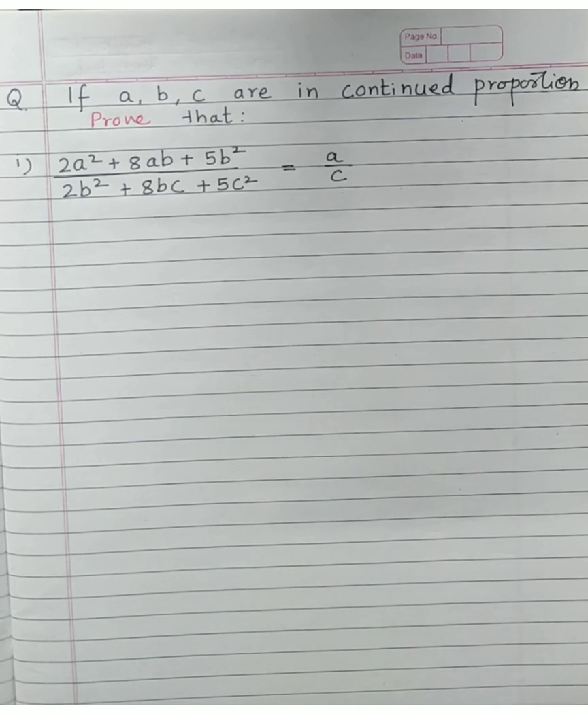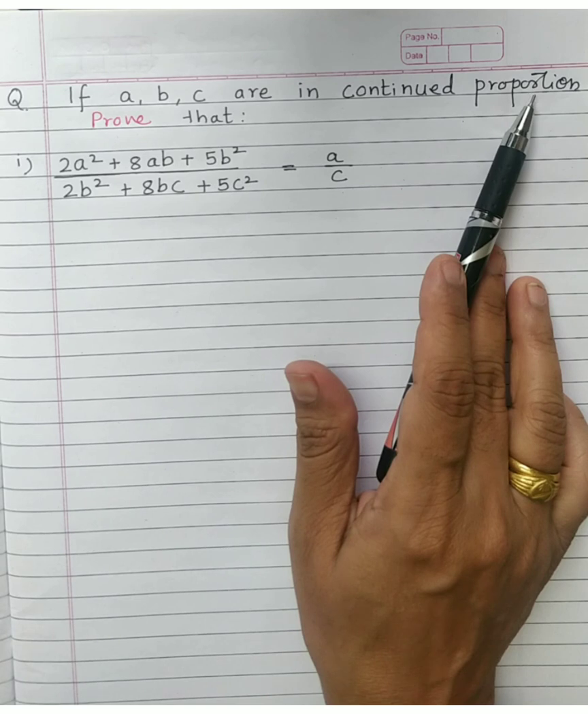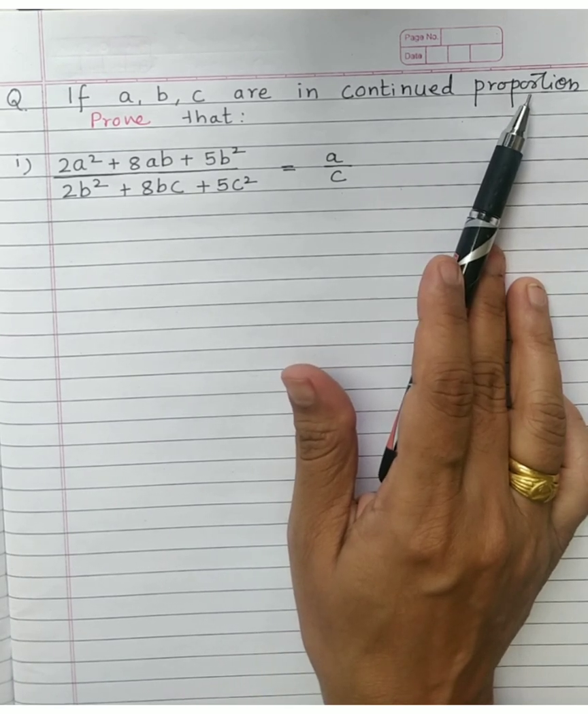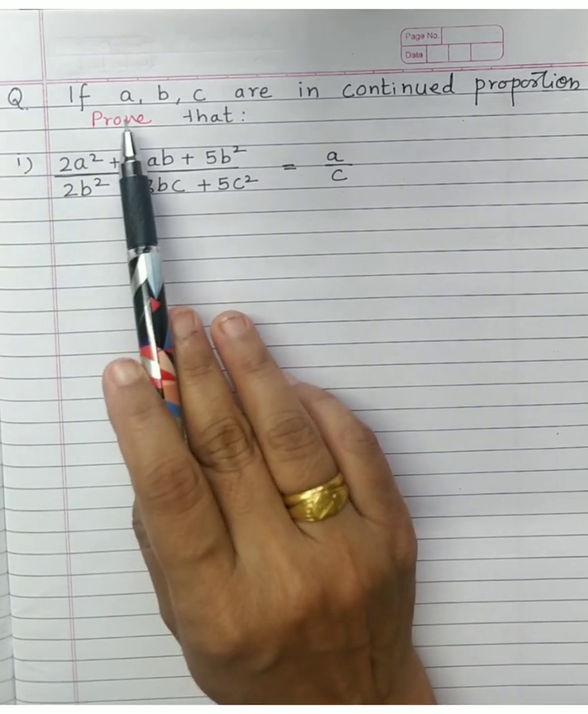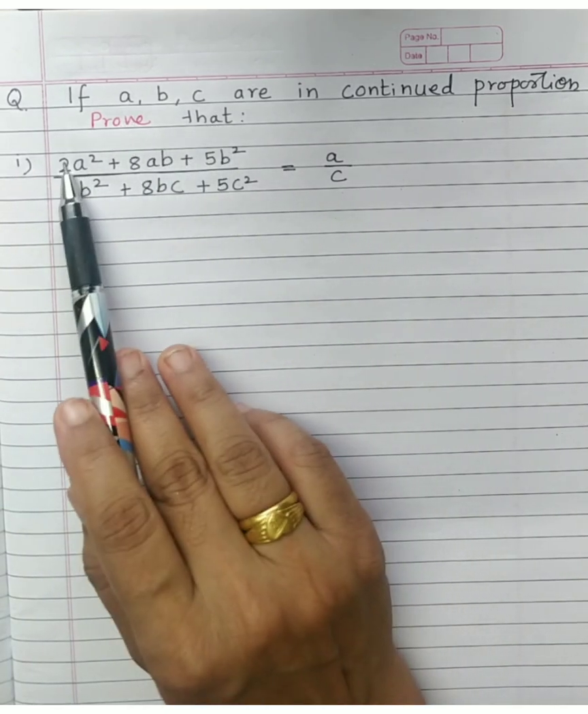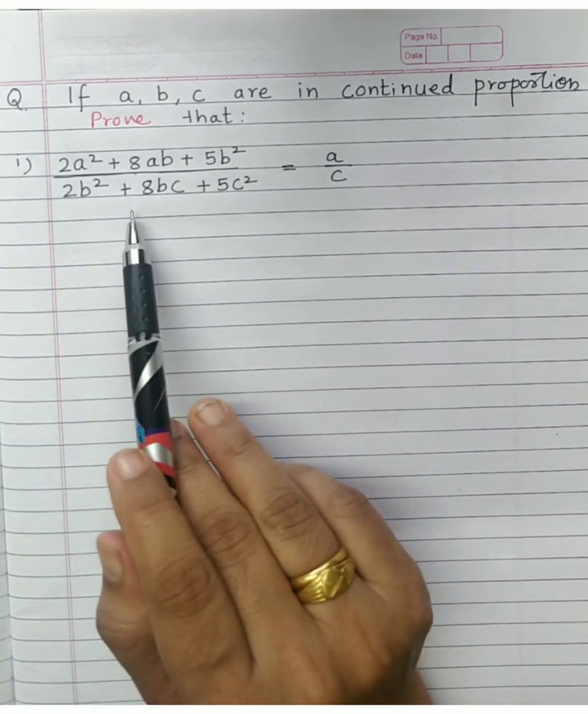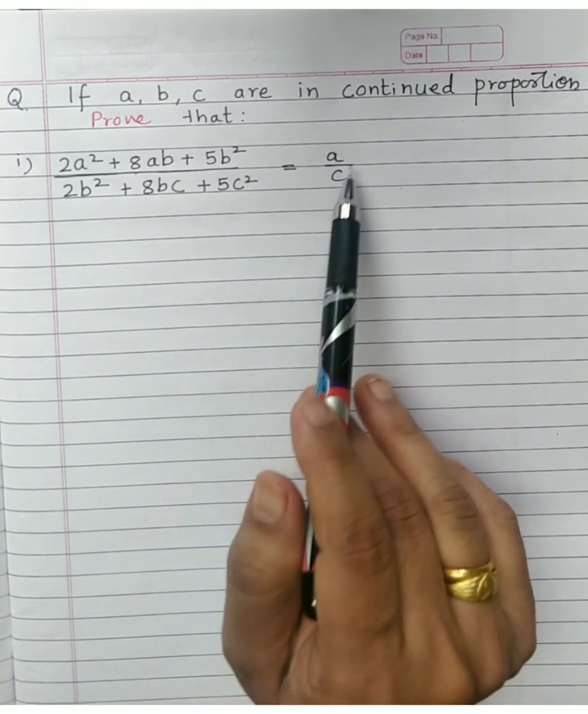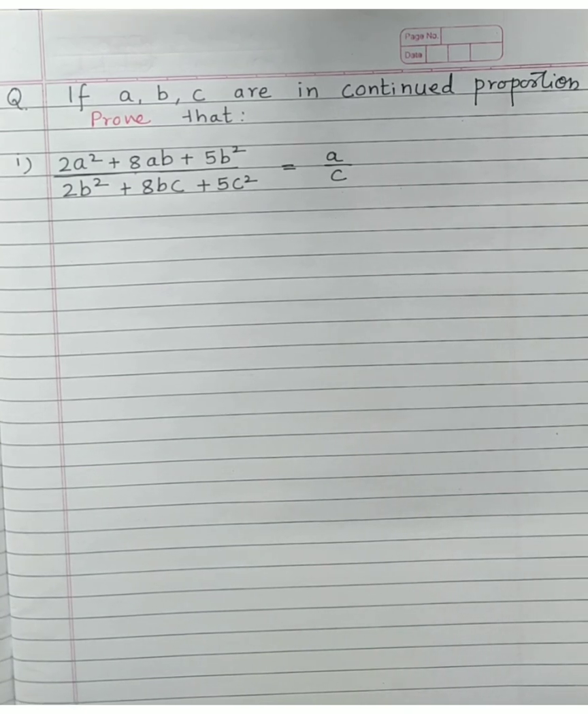Next question you see. If ABC are in continued proportion, you got it? What does it mean? A upon B is equal to B upon C. Then prove that 2a square plus 8ab plus 5b square upon 2b square plus 8bc plus 5c square is equal to A upon C. So how will we do it?